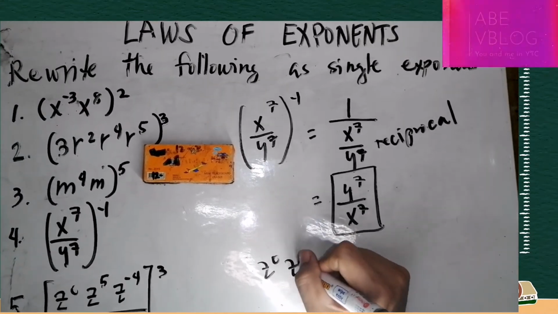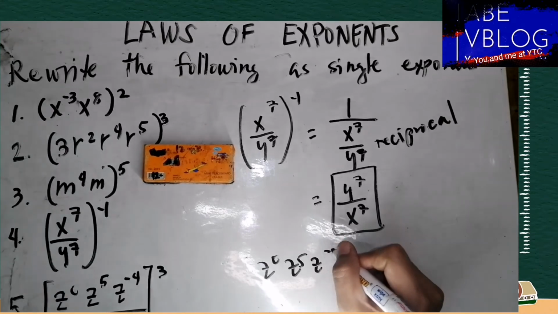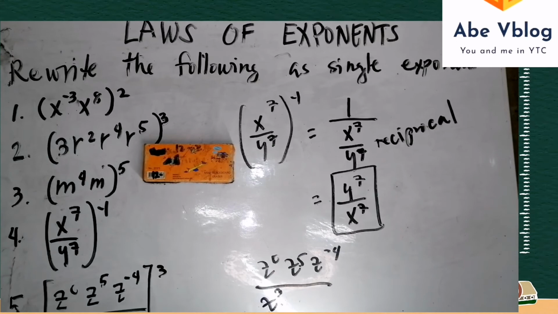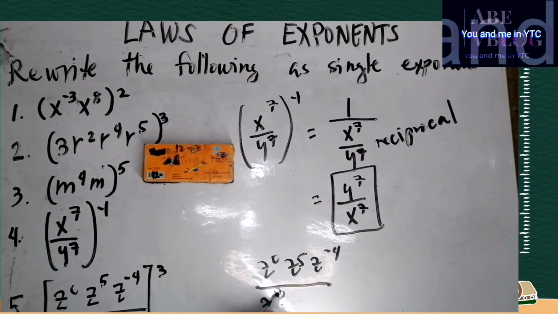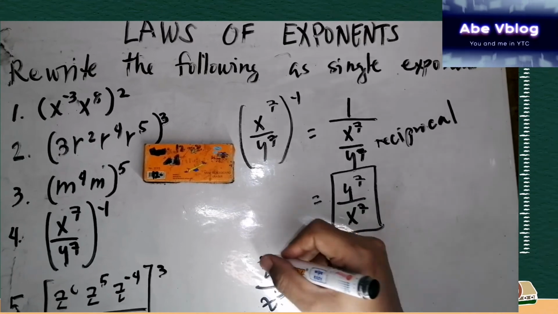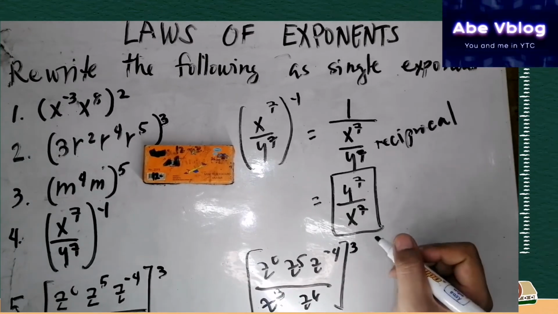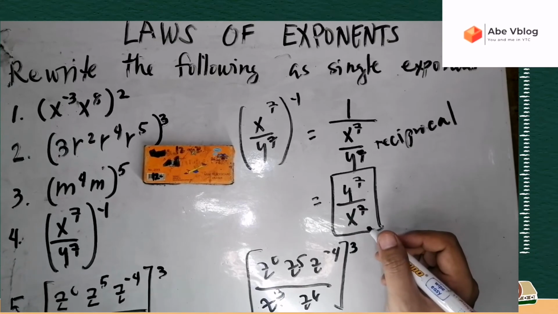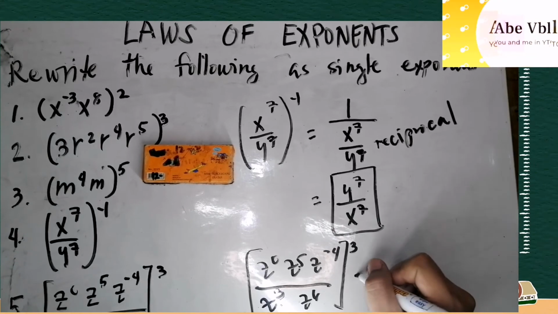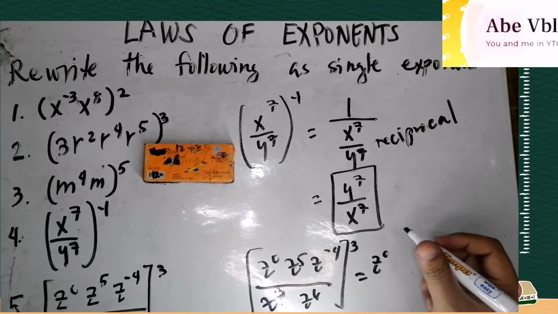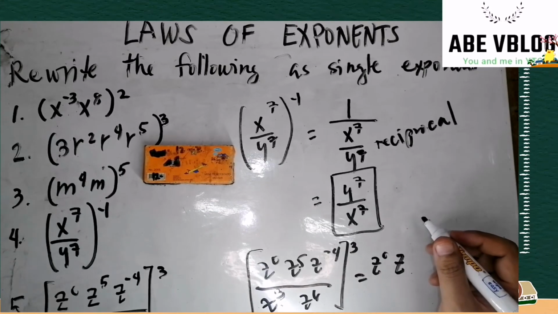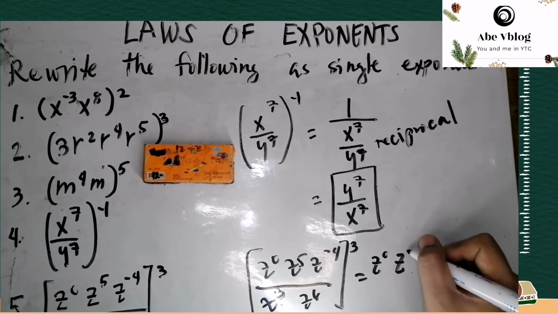Number 5, we have z to the 0, z to the 5th over z to the negative 4. Then we have the denominator, z to the 3 and then z to the 6. Then we have the third power. So we multiply everything here. z to the 0 times 3, that's z to the 0. Okay. Then 5 times 3, that is 15. z to the 15.